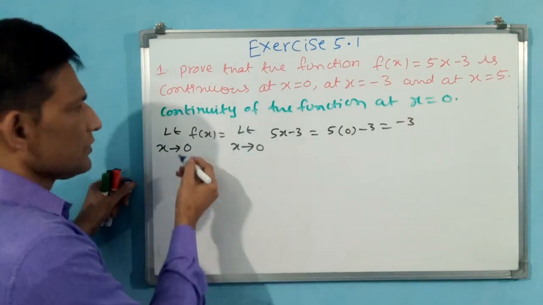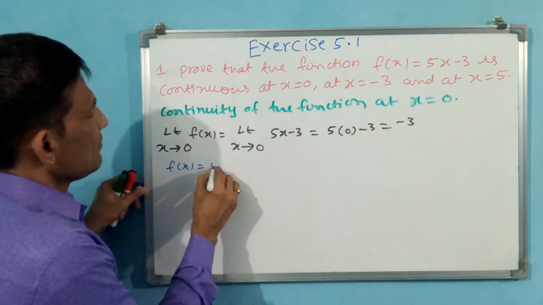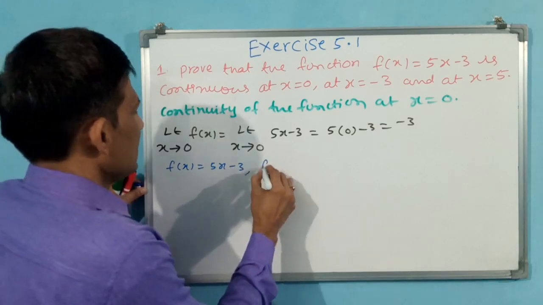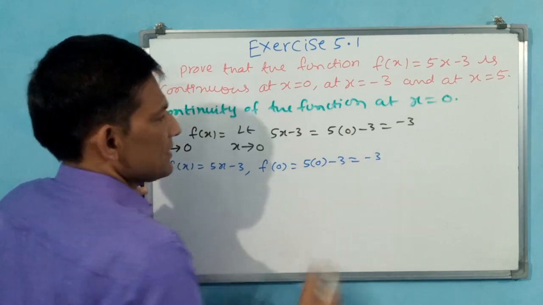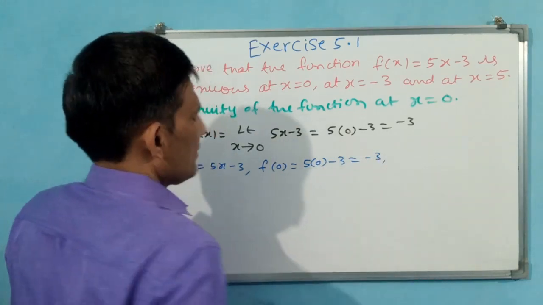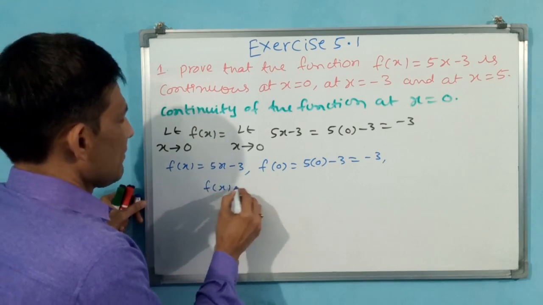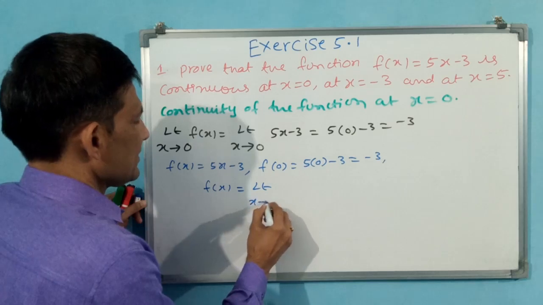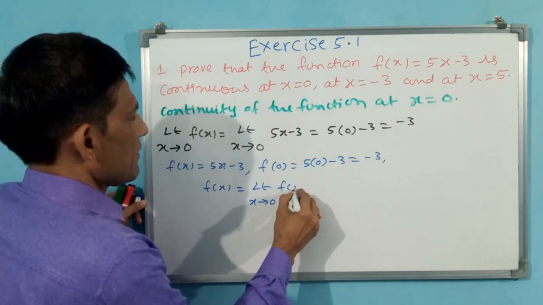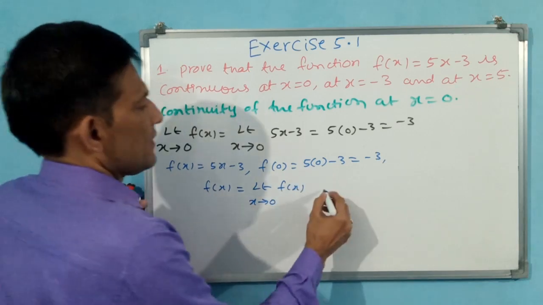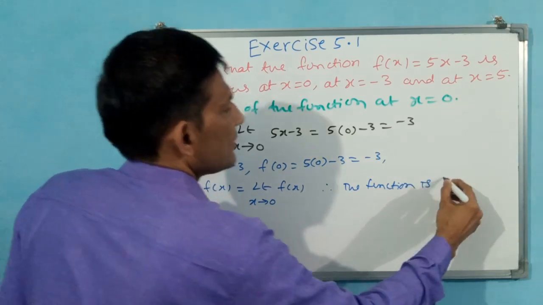Even you can write it like this also. This is the limit of f of x is equal to 5x minus 3; f of 0 is equal to 5 into 0 minus 3, that is equal to minus 3. Now you can write f of x is equal to limit x tends to 0 of f of x. Therefore, the function is continuous.